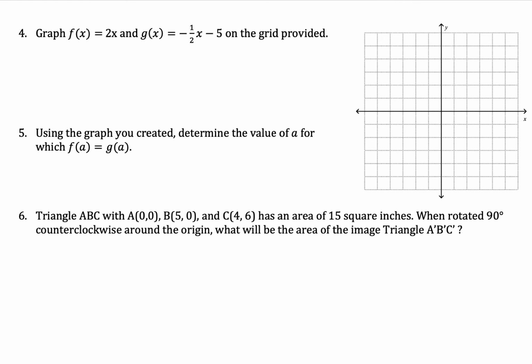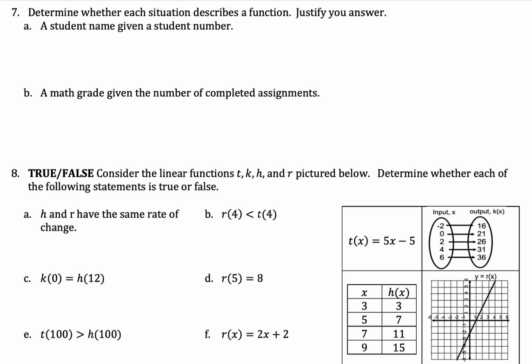Number 4, you're going to graph two functions on the same grid. Number 5 asks a question about when the values are the same. It relates to something we've learned previously. Number 6, I give you a triangle and tell you that its area is 15 square inches. You're told that that triangle gets rotated and asked what the area of the image is going to be. For that, just remember what happens to a triangle when you rotate it. Does the area change? Number 7, determine whether each of these situations is a function and give me a quick explanation why or why not.